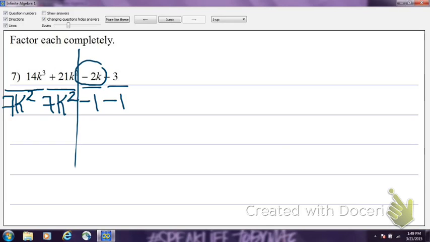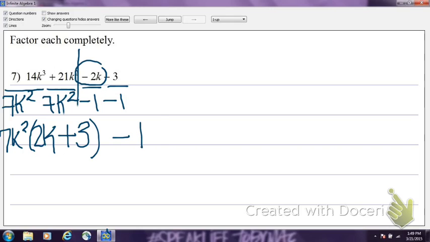So I got 7k squared in the front that I took out. So I'm going to have 7k squared, and then I'm going to have my parenthesis. And when I look in, I'll be left with 2k plus 3. And then I also notice on the other side, I'm left with a -1 when I take it out. And I'm also left with 2k plus 3.